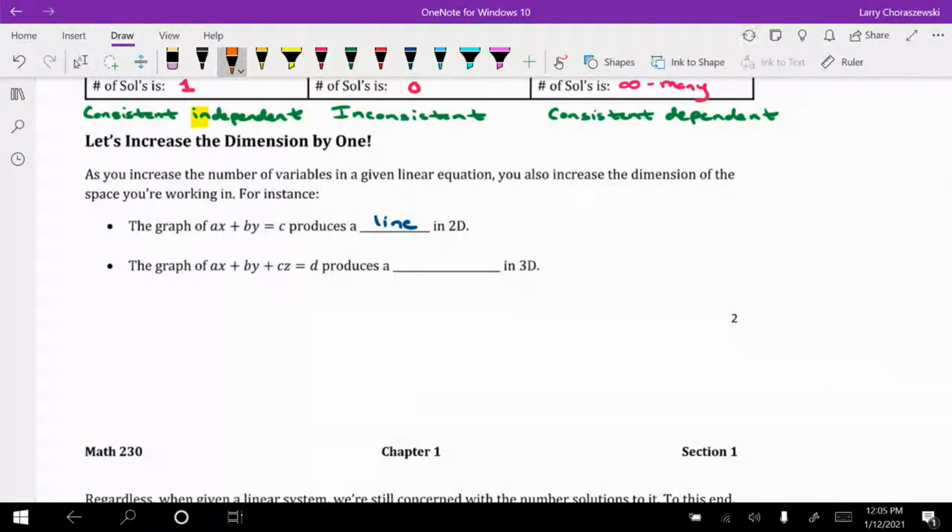Now I want to give you some notation for two-dimensional space. We would usually write that as capital R with a superscript of 2. And we say this notation as 2 space.